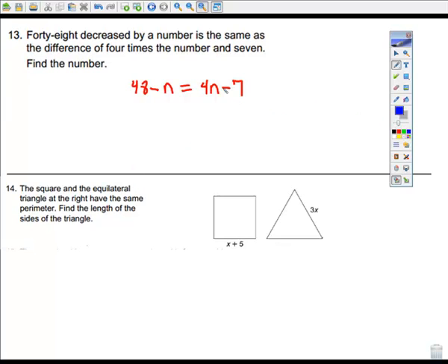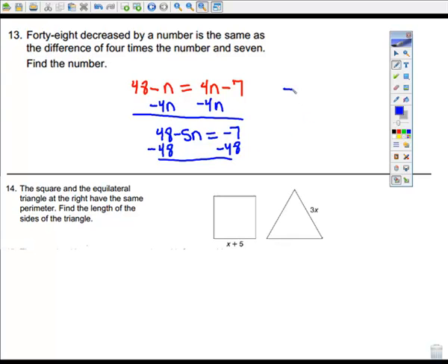Same thing that we did before. I'll subtract the 4n. So 48 minus n minus 4n is negative 5n, or subtract 5n equals negative 7. Two-step equation, subtract the 48. Negative 5n equals negative 55. Divide by negative 5. And the number in question is 11.